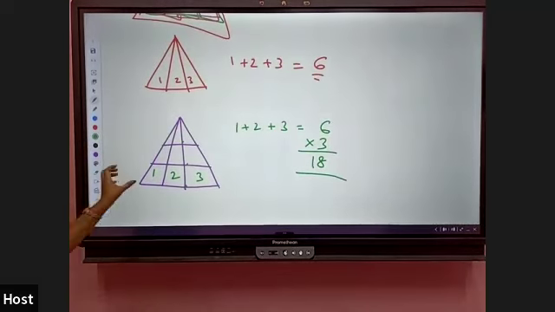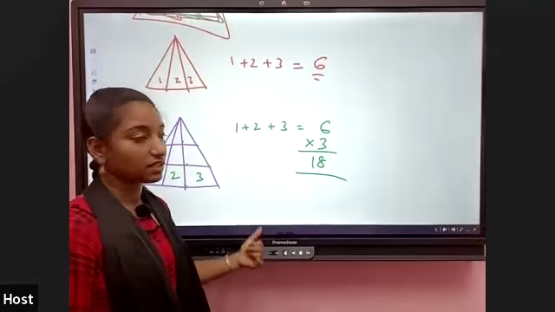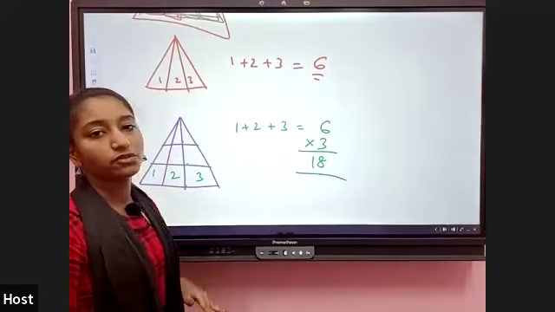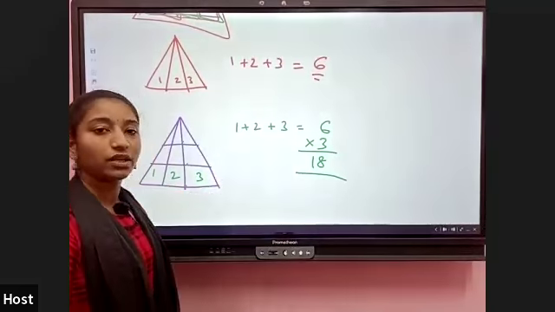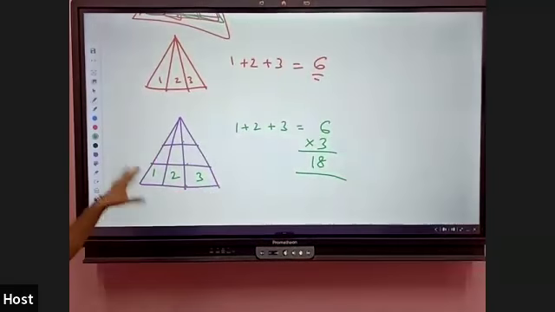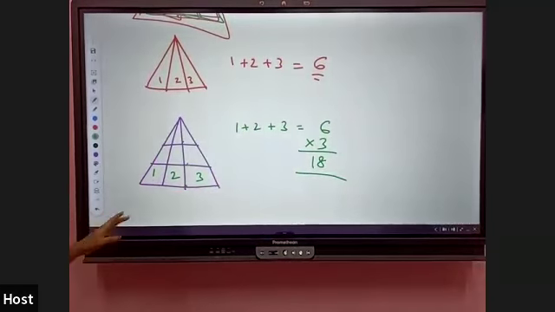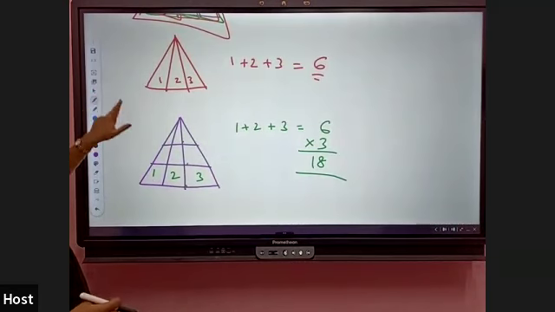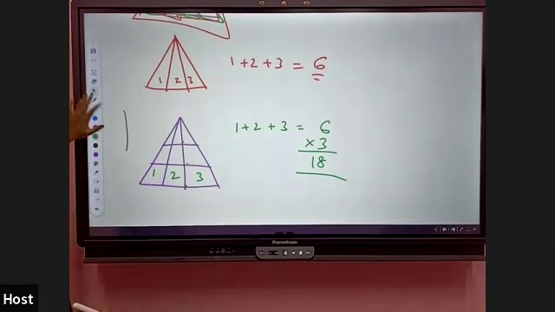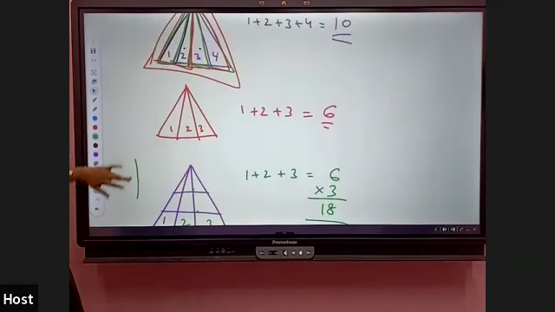Okay. Same, we should find how many side triangles are there into number of step triangles. 6 into 3 equals 18. So there are 18 triangles in the given figure. This is the process. So this is the first model and this is the second model.